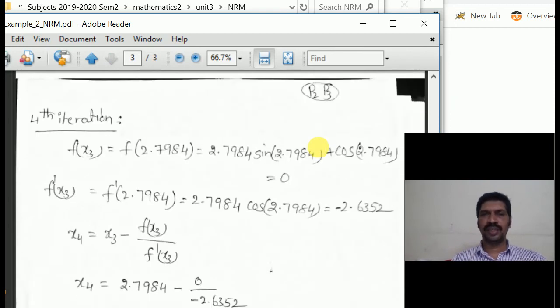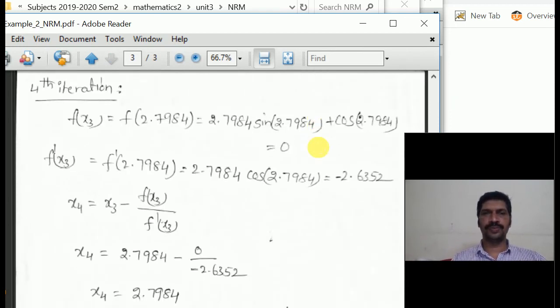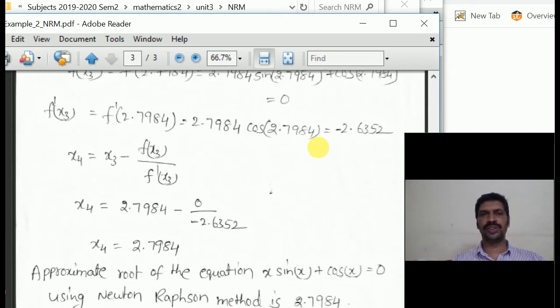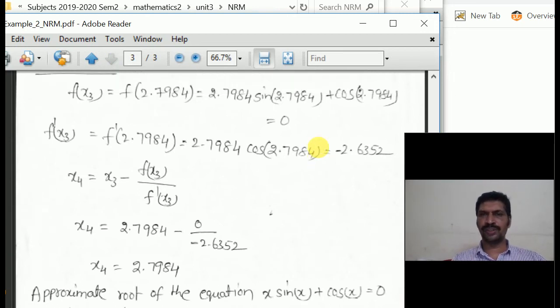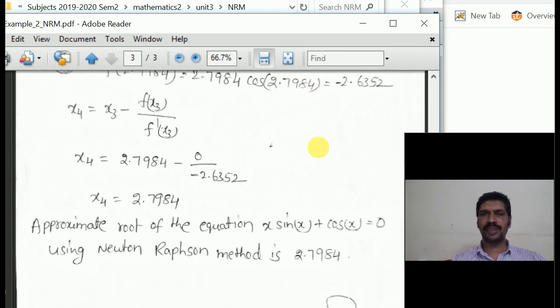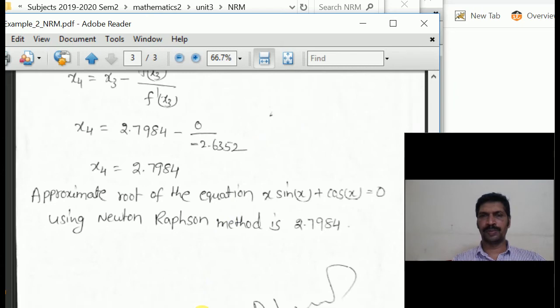f of x3 equal to 0, f dash of x3 equal to 0. So whenever f of x3 equal to 0, that is the last iteration. F dash of x3 equal to minus 2.6352, we will get x4 equal to 2.7984. Therefore, approximate root of the equation x sin x plus cos x equal to 0 using Newton-Raphson method is 2.7984. We will go for third problem.